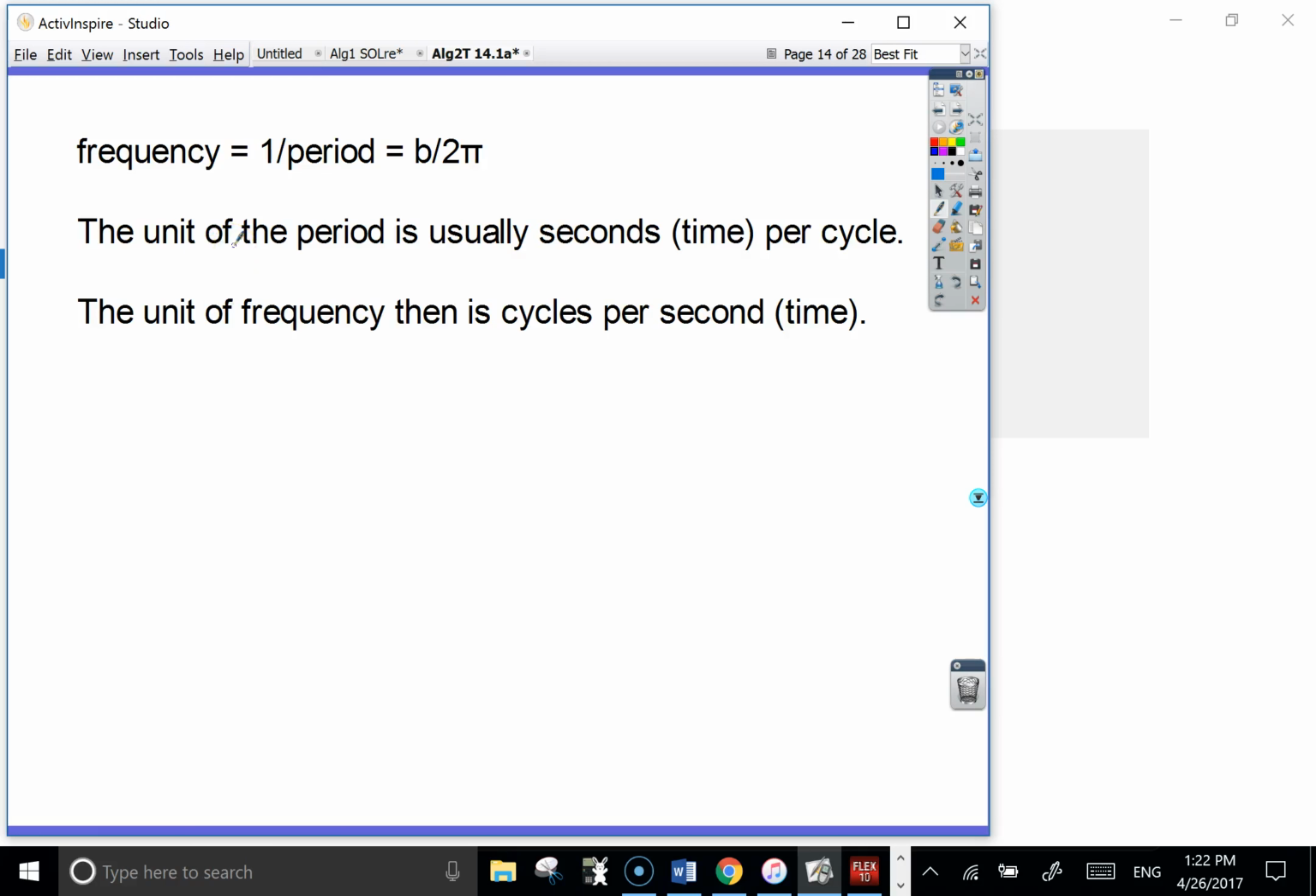So frequency, a lot of times we'll use a lowercase f, is 1 divided by the period. To be clear, the period is how long it takes to go through one complete cycle, so it's the amount of time it takes. The frequency is then how many cycles per one unit of time. Let's see how that works out. The only reason I put that in there is because there's a problem coming up.